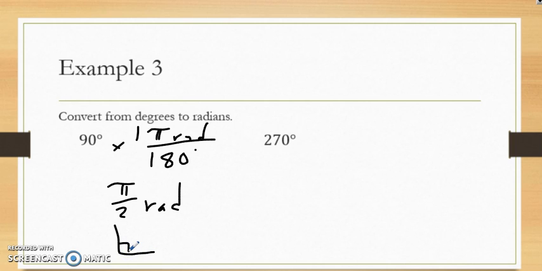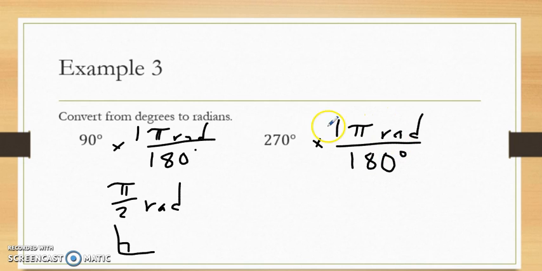Let's do the same thing for 270 degrees. My conversion factor is that 1 pi radian is equal to 180 degrees. So when I multiply those, the degree symbols will cancel, and then you just have 270 divided by 180, which reduces to 3 over 2. So you have 3 pi over 2 radians.